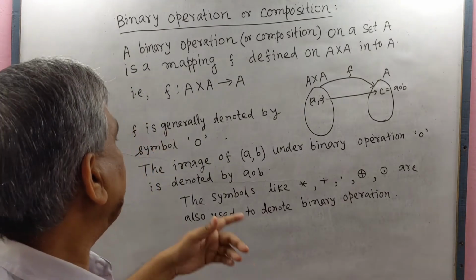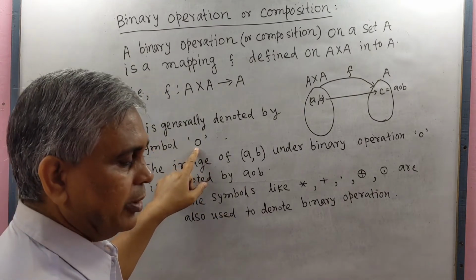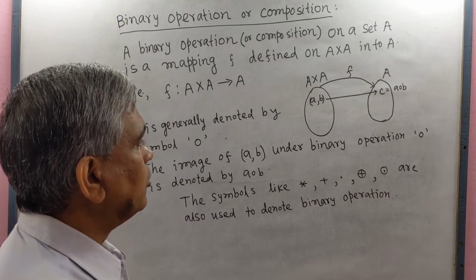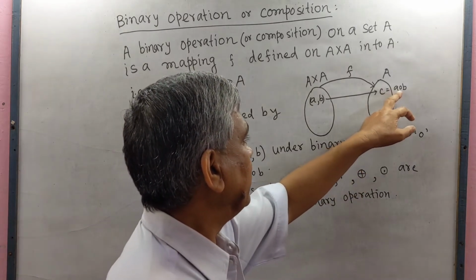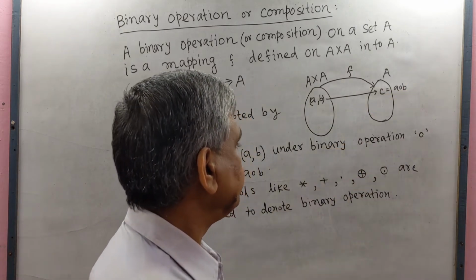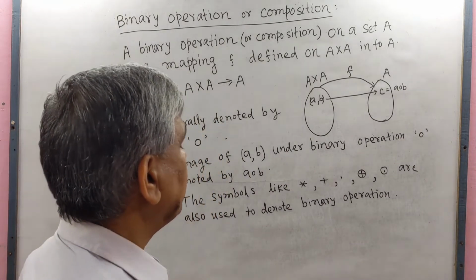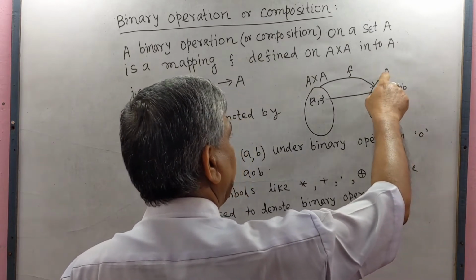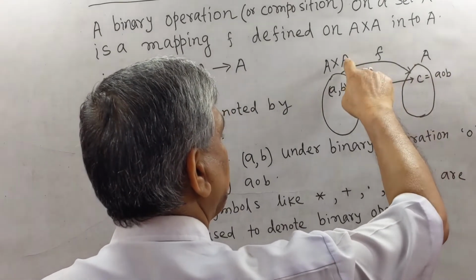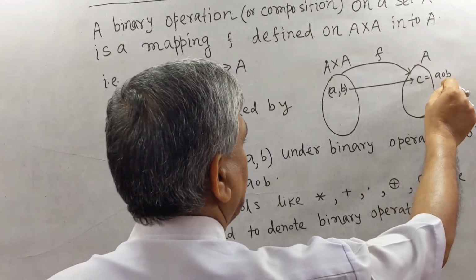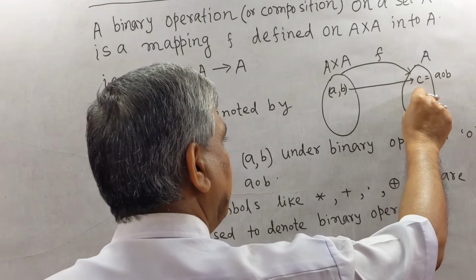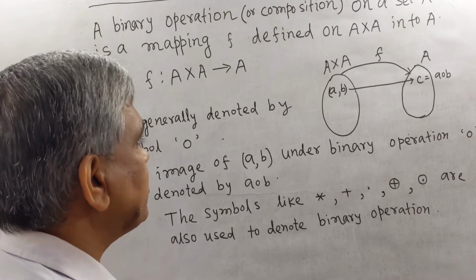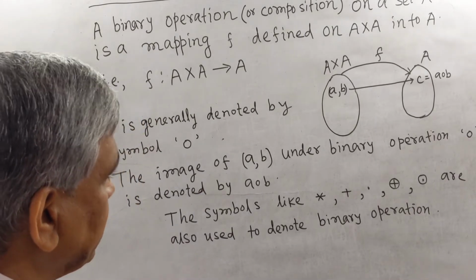F is generally denoted by the symbol O for binary operation. So we write C equal to A binary operation B. So with the help of elements of A, small a belongs to capital A and b also belongs to capital A, and their operation equal to C also belongs to capital A. This type of function is called binary operation.